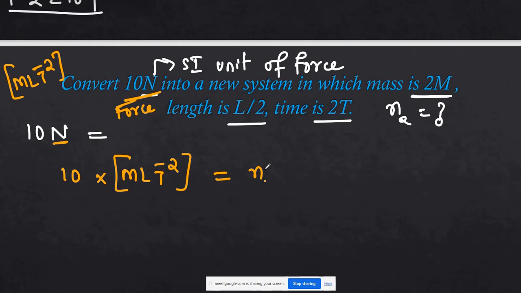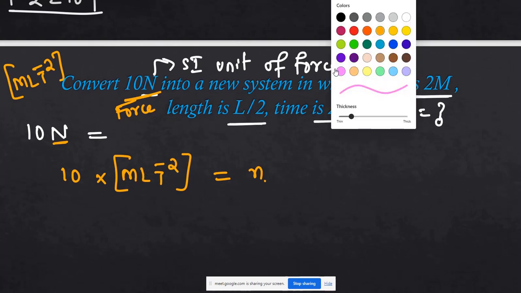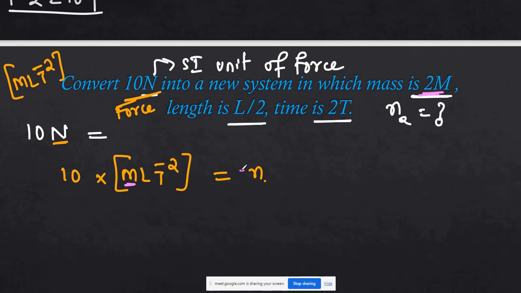That equals the right side N2, which we don't know. But when do you take equal, according to the principle of homogeneity? If there are the same dimensions. Left side is force, right side is also force, then only we will equate them. So this time, in the place of mass we have to take 2m, in the place of L we have to take L by 2, in the place of T we have to take 2t. T power minus 2 means 2t whole power minus 2. Are you getting this point, Sahiti?